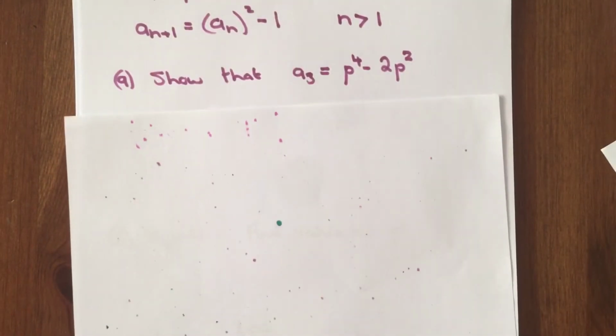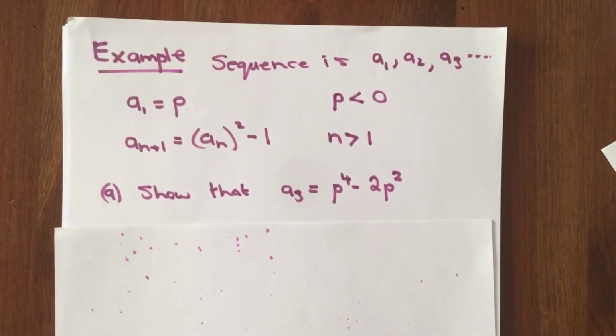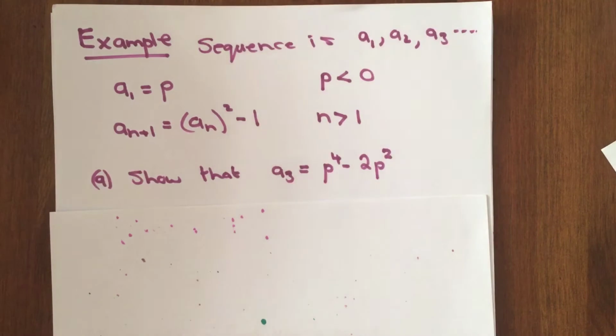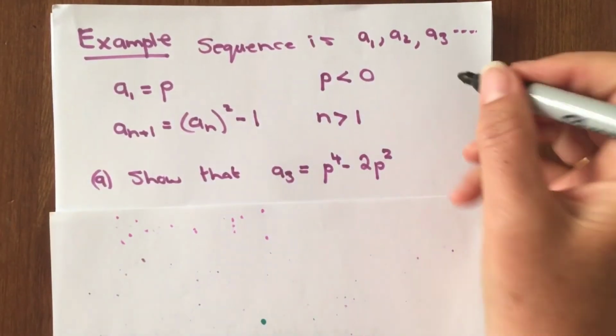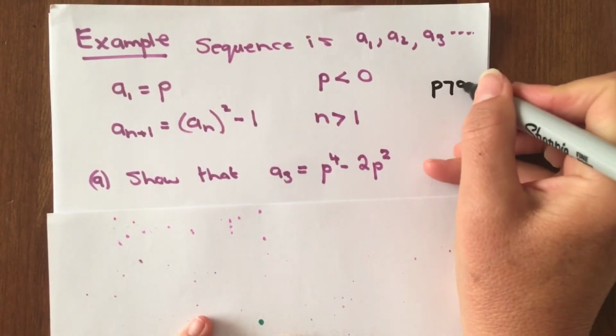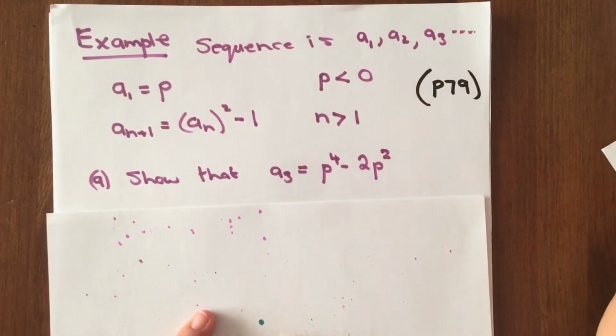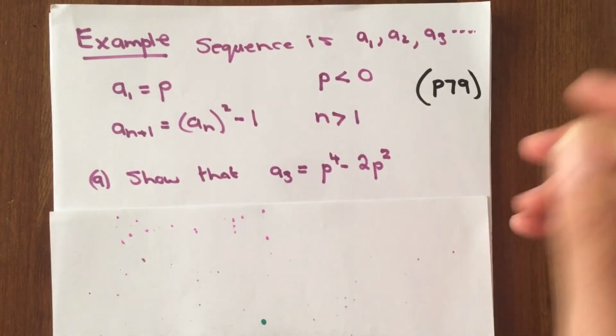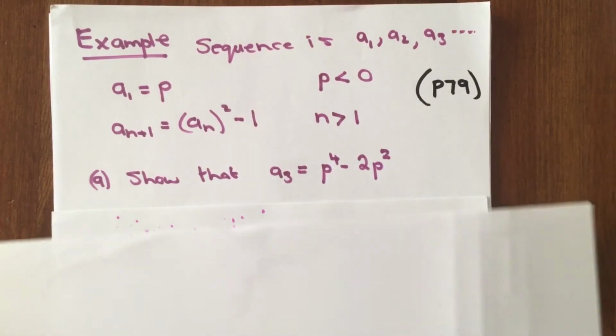Right, so let's look at an example. This is one taken from the book. It's example 20 on page 79. So I'm going to go through this example. If you want to go ahead and try it and then just check the answers, then you can fast forward if you're getting it all right.